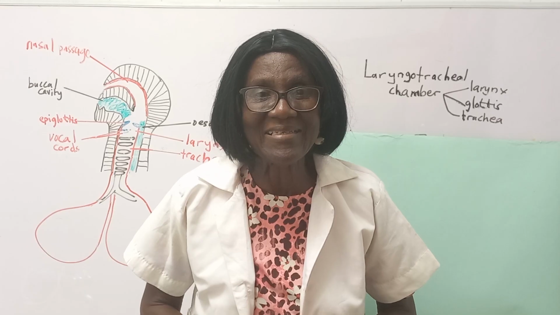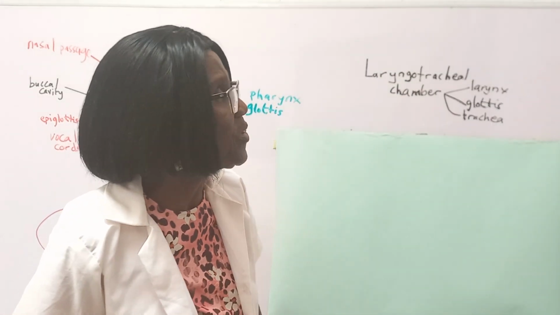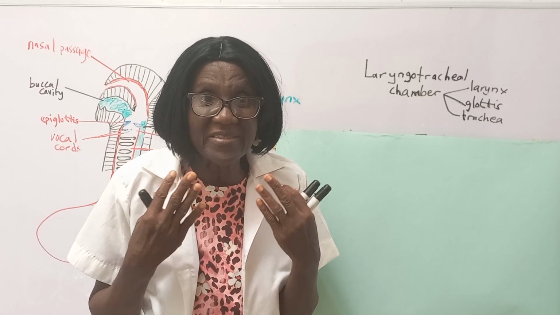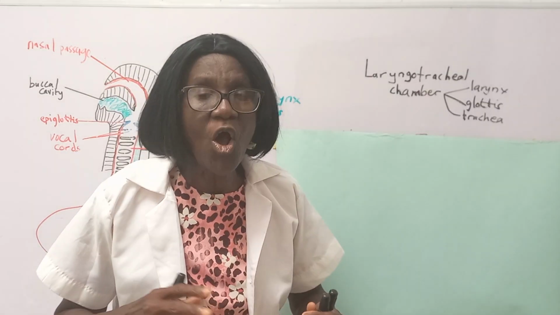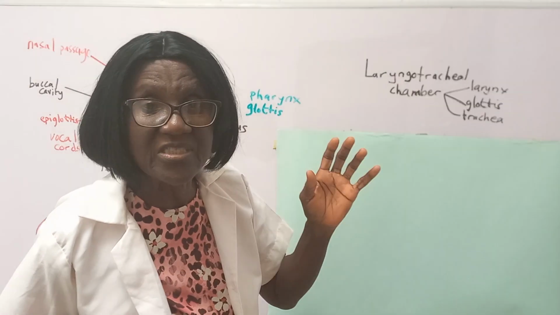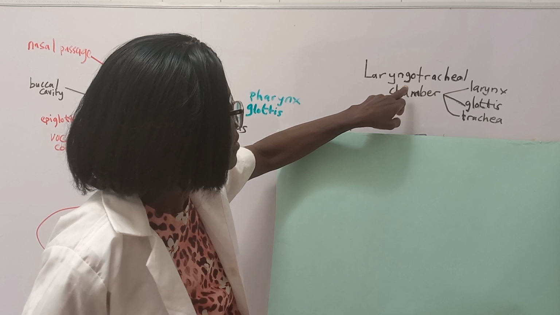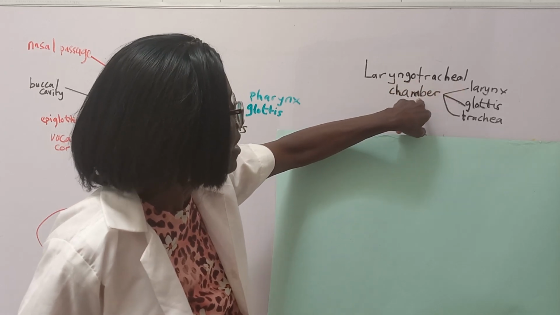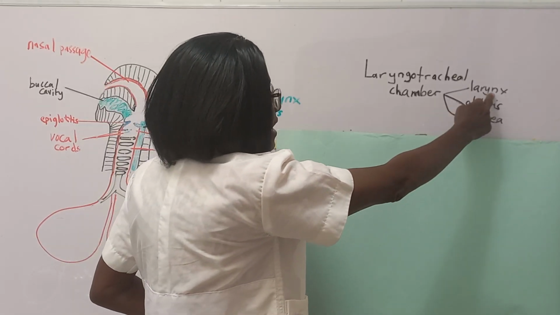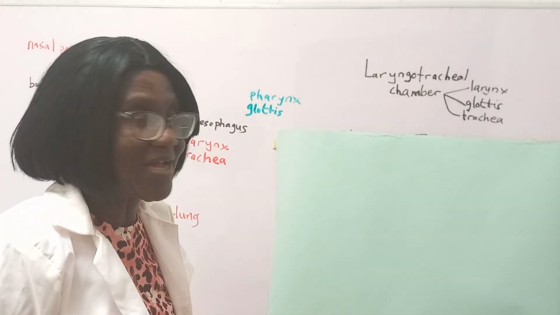Today we are looking at a dissection of a toad, and we are concerned with looking at the structures that make the toad produce sound and croak, and also the other structures concerned with breathing, the buccal cavity and the lungs, and how they are related to the laryngotracheal chamber. Now, the laryngotracheal chamber is made up of the larynx, glottis, and trachea. It's a chamber and we want to look at the inside.